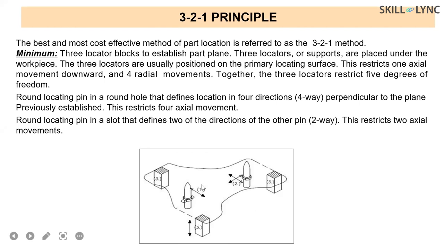If I have three blocks, what will be happening? I need to place the principal locators in such a way that I place them at three corners. Clear, guys? The principal locators will be placed over the majority of the surface. If I have that, what will happen? I can't move the panel downward. Correct? So I will just go to the whiteboard.